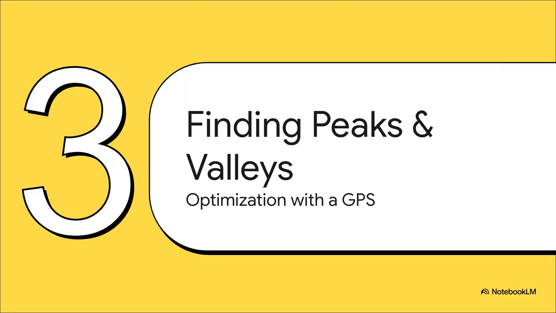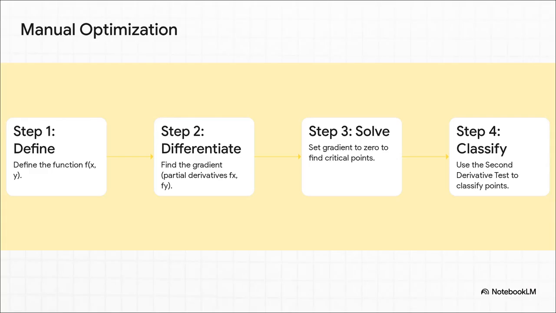So this visual power, it's not just for making pretty pictures, is it? No way. It's absolutely crucial for super practical things, like optimization. The whole process of finding the highest peaks or the lowest values of a function. If you were to do this by hand, it's a whole ordeal. It's this super rigid, multi-step process. You have to find partial derivatives, solve a system of equations, and then run another whole test just to figure out what kind of point you've even found.